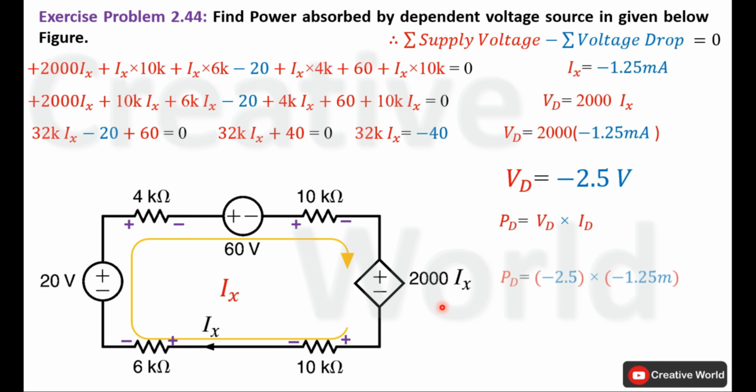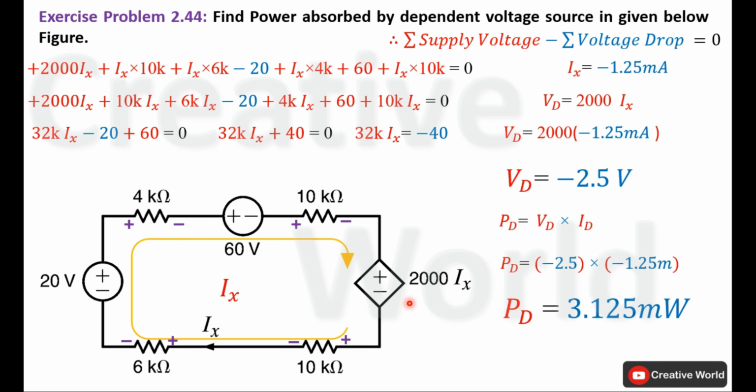Place the values of Vd and Id. Vd is minus 2.5 volt and Id is equal to Ix, minus 1.25 milliampere. Take the product of both values. Power of this dependent voltage source will become 3.125 milliwatt. So this dependent voltage source inside this circuit is absorbing power of 3.125 milliwatt.